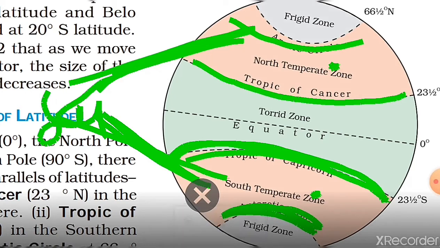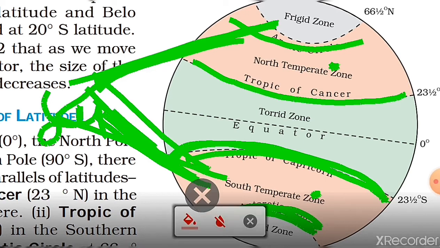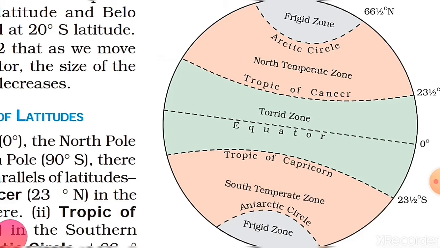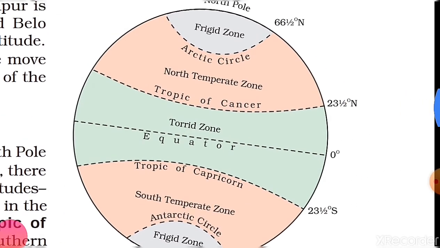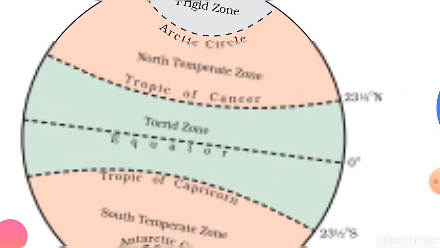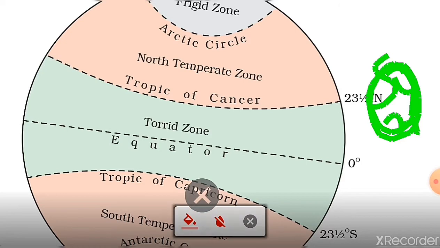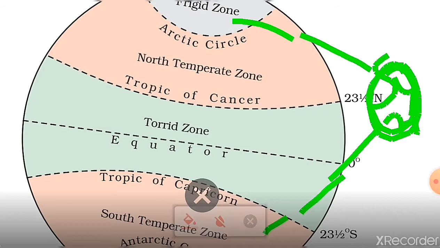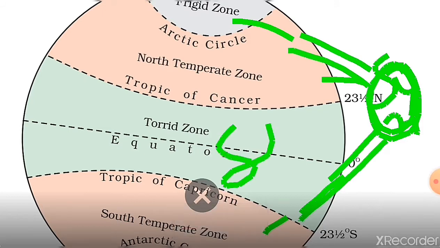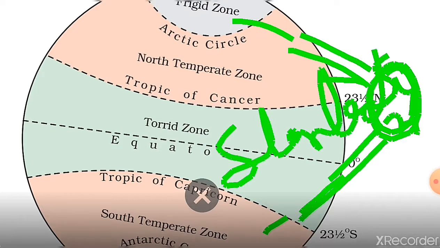Sunlight falls in a slanted way. Okay, I'll show you the sunlight effect. There is a sun, and the sunlight will fall like this. Slanted. This is the slanted way. What is the slanted way?